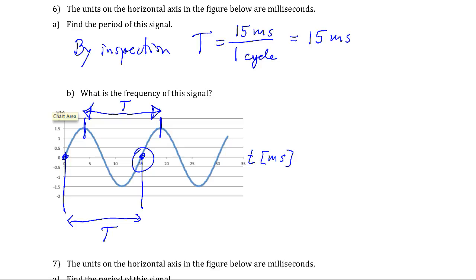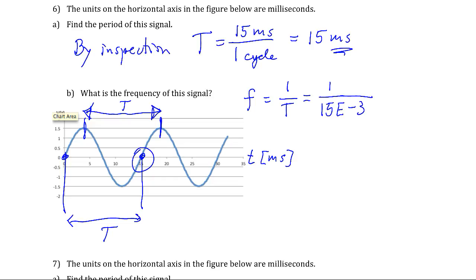Part B says, what is the frequency of this signal? And the frequency is given as 1 over the period. And so we have 1 over, and I'm going to go ahead and immediately convert the milliseconds into seconds before I plug into this equation: 15 times 10 to the minus third seconds. Okay? And by converting into seconds before I plug into this equation, I'm assured that my frequency comes out in hertz. If I need to convert it to kilohertz later, I can do that after I'm done with the calculation.